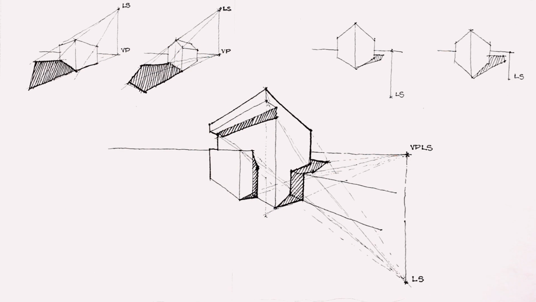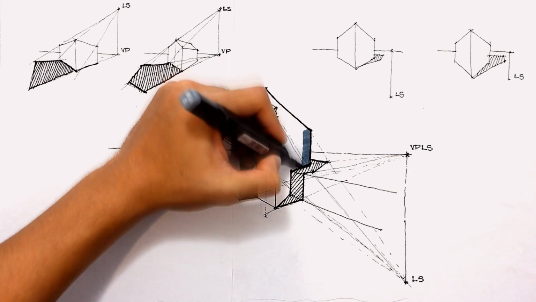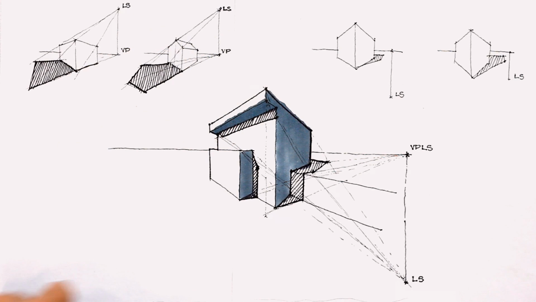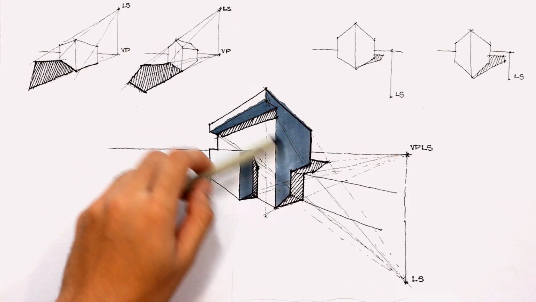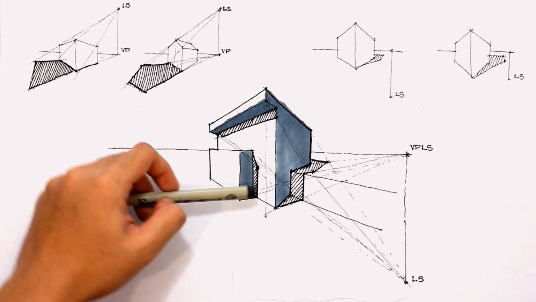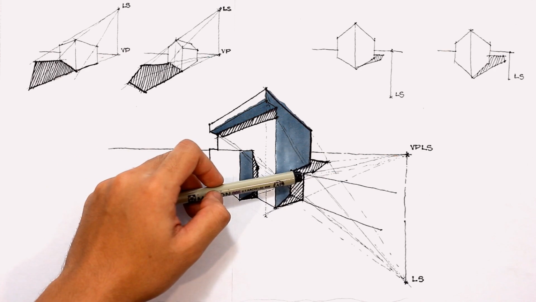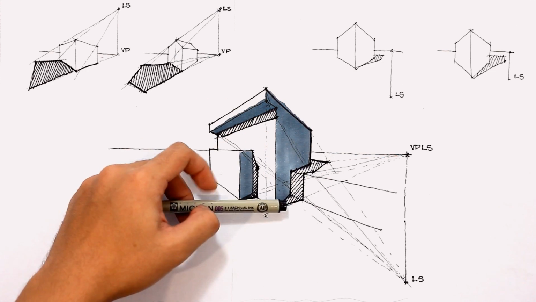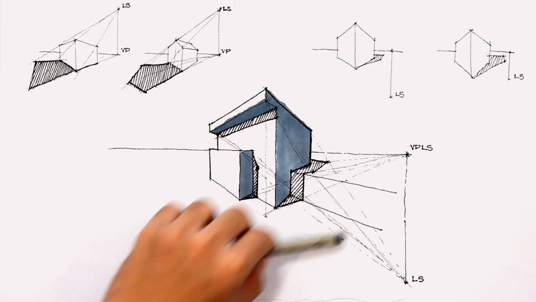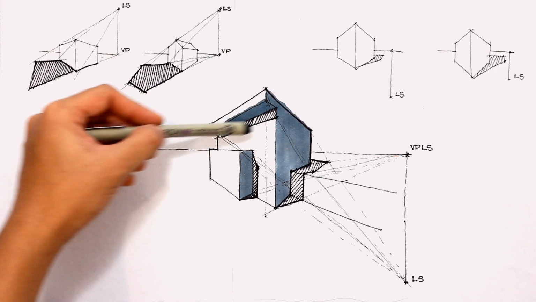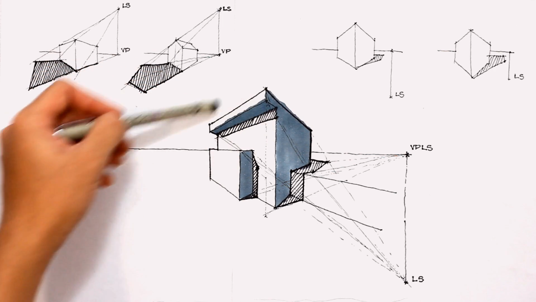Finally, to add value to the drawing, I'll be using an alcohol marker for shading. To recap, these are the three setups that we did for the shadow casting. The first one, we looked into how to cast shadow on a vertical surface. The second setup, we looked into how to cast a shadow on a different base height. And the third one, we looked into how to cast a shadow on a cantilevered or overhang object.